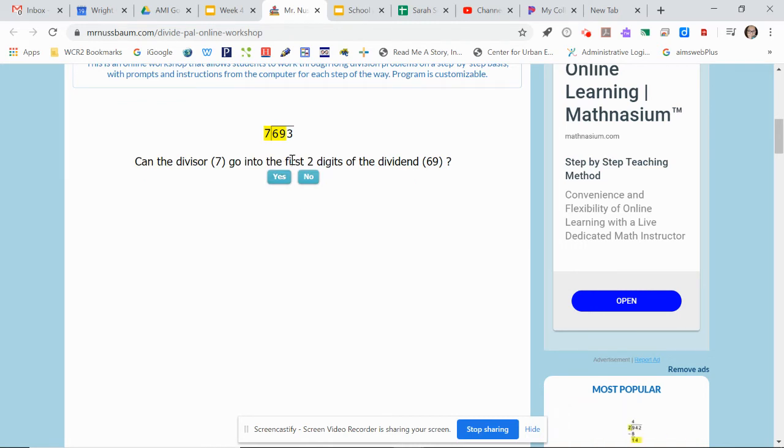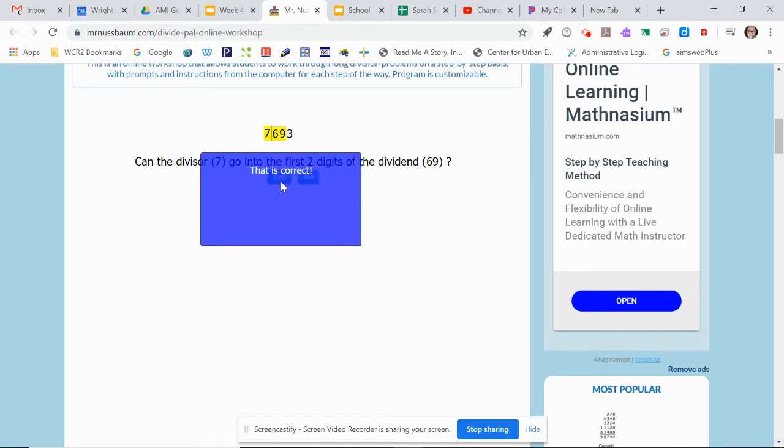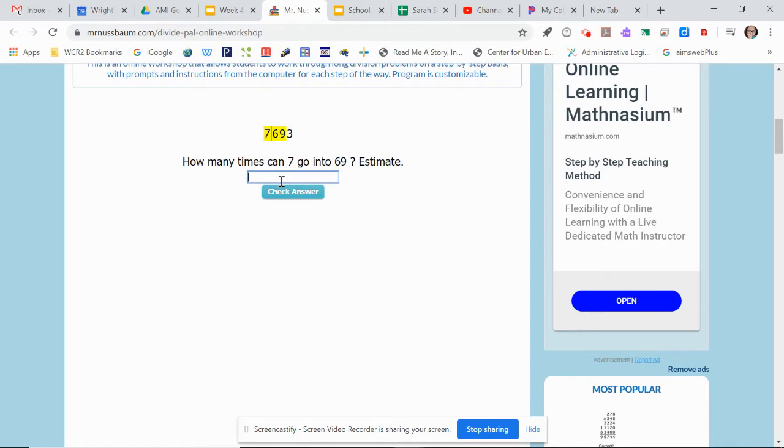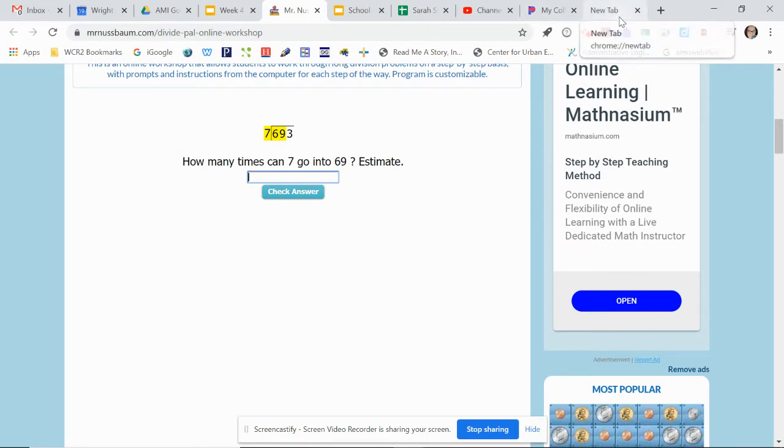Can the 7 go into the first 2 digits? So can it go into 69? Yes, of course it can. So I'm going to say yes, it can. That's correct, and you're just going to keep walking through. How many times can 7 go into 69? You can use your multiplication charts and get those out. You can literally Google a multiplication chart image and use one on there.